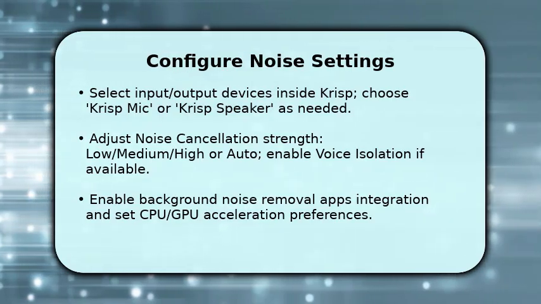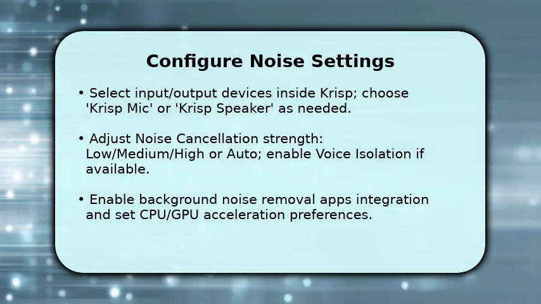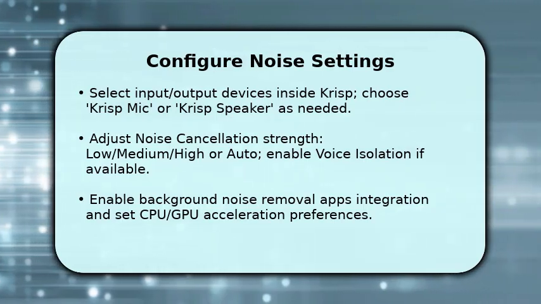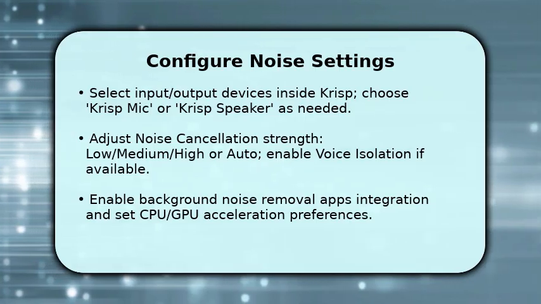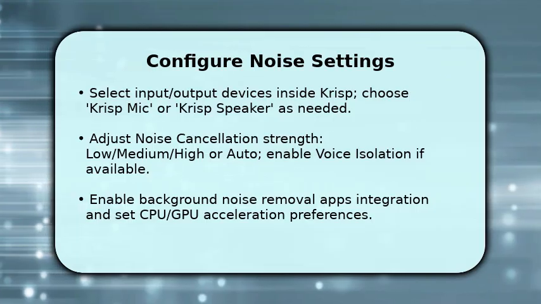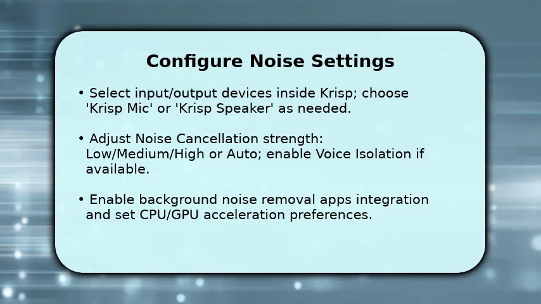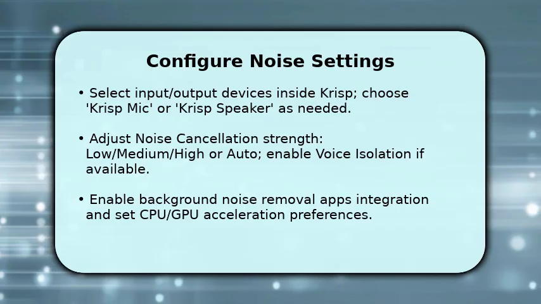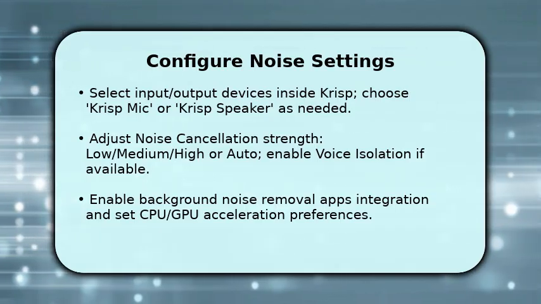Pick the input and output devices within Krisp, selecting Krisp mic routes processed audio to meetings. Then choose noise cancellation strength. Use low for subtle hums, high for construction noise, or auto to balance CPU load. Once chosen, enable voice isolation when you need to preserve speech clarity.